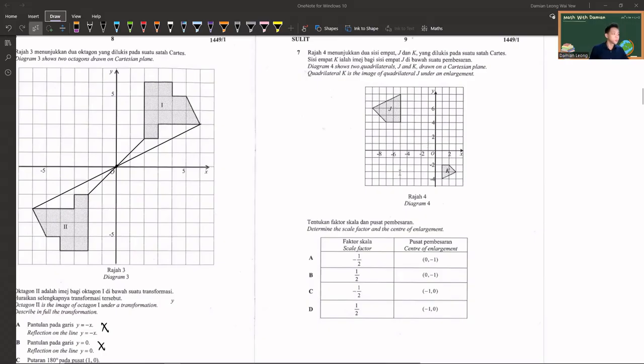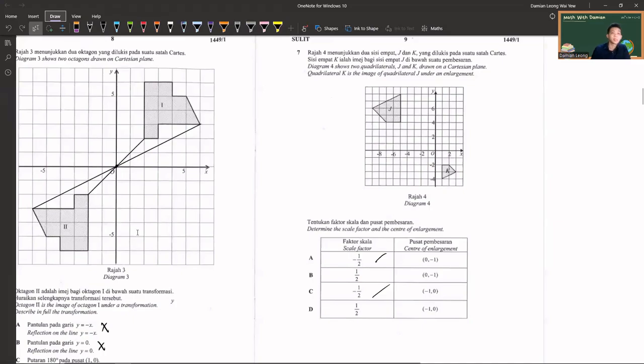If we look at these two, scale factor should be negative. Faktor skala dia negatif, sebab dia berada dalam arah yang bertentangan. Okay, it's in the opposite direction. So if it's in the opposite direction, then it should be a negative scale factor. So it's either A or C.